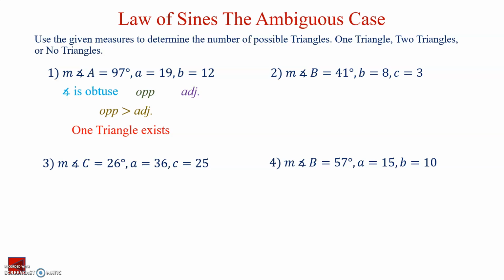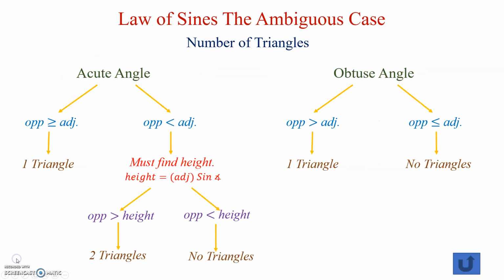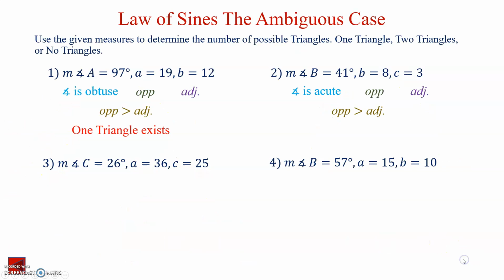Number two, the measure of angle B is acute. We've also been given the opposite and the adjacent. Again, little b is always opposite big B, and the other side will always be next to this angle, whether it was an A or a C. In this case, we've got the opposite greater than the adjacent. If the angle is acute and the opposite is greater than the adjacent, according to the chart, one triangle exists.